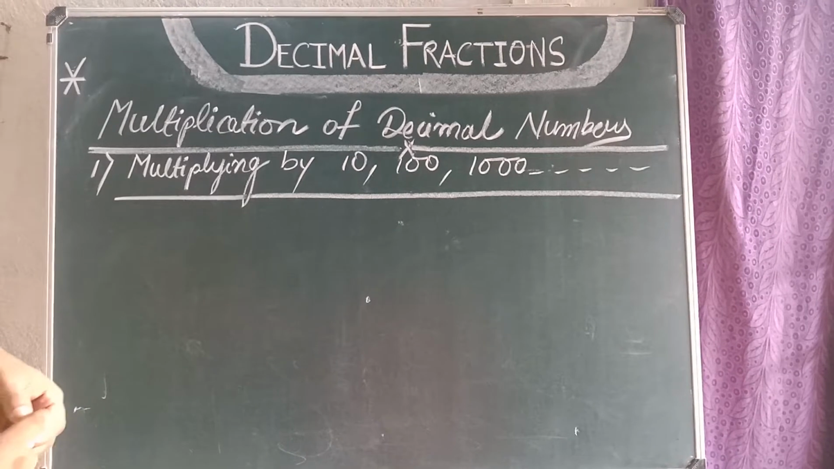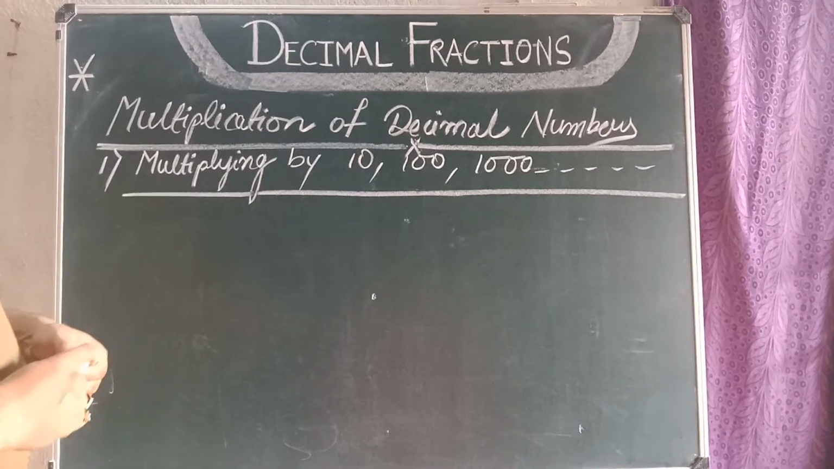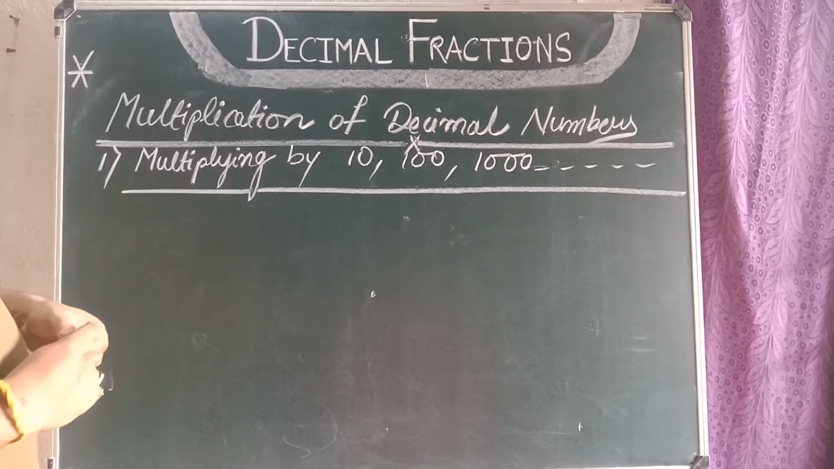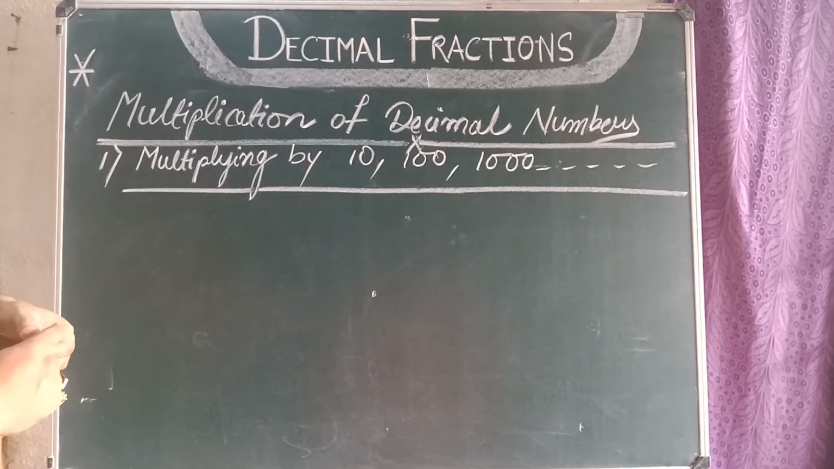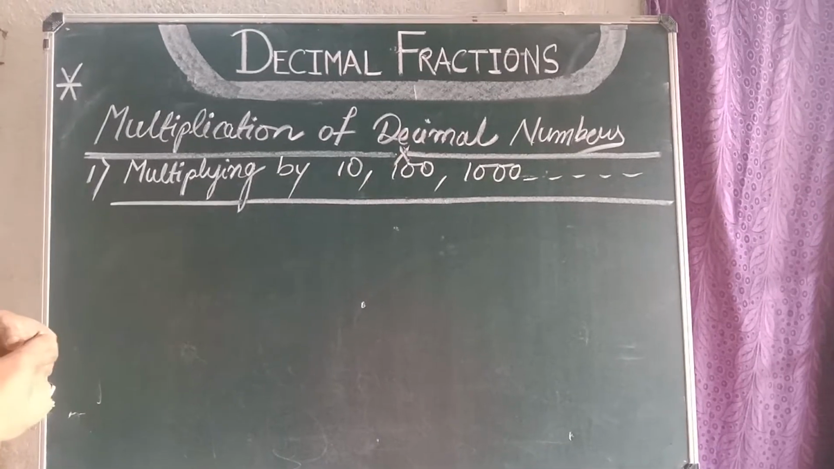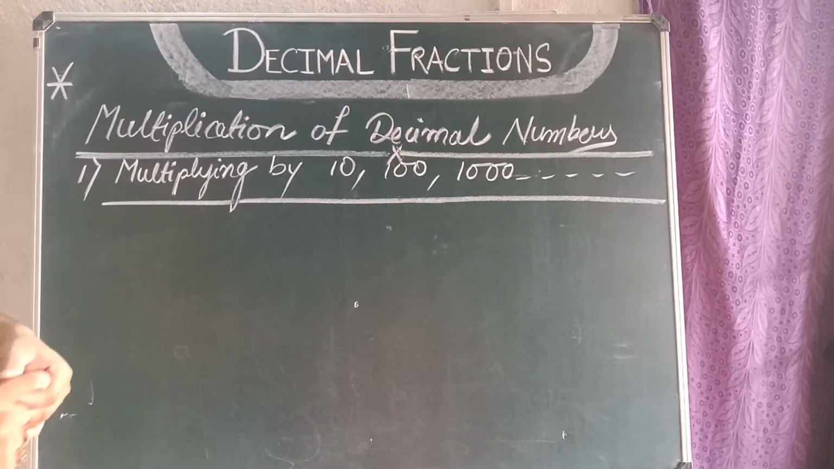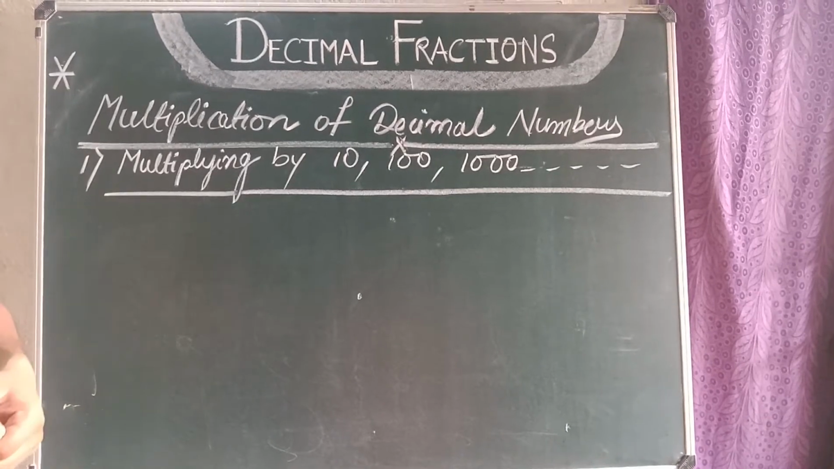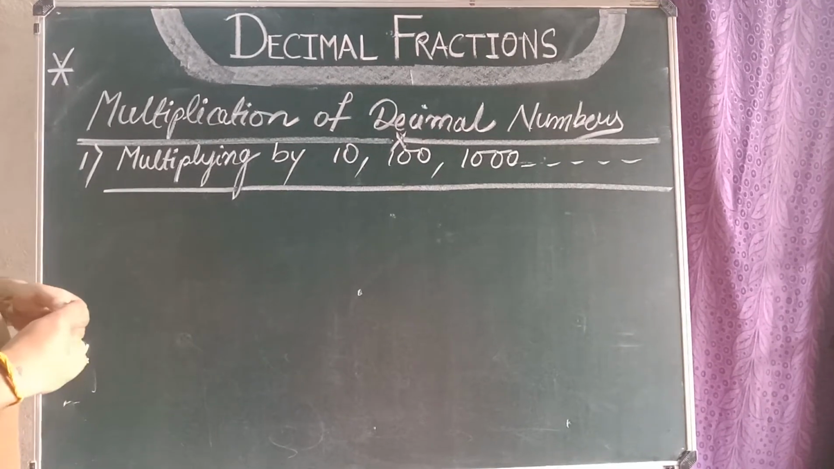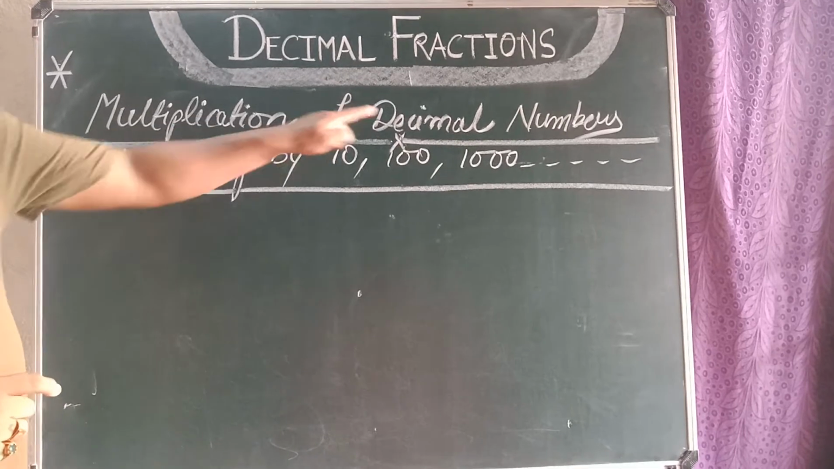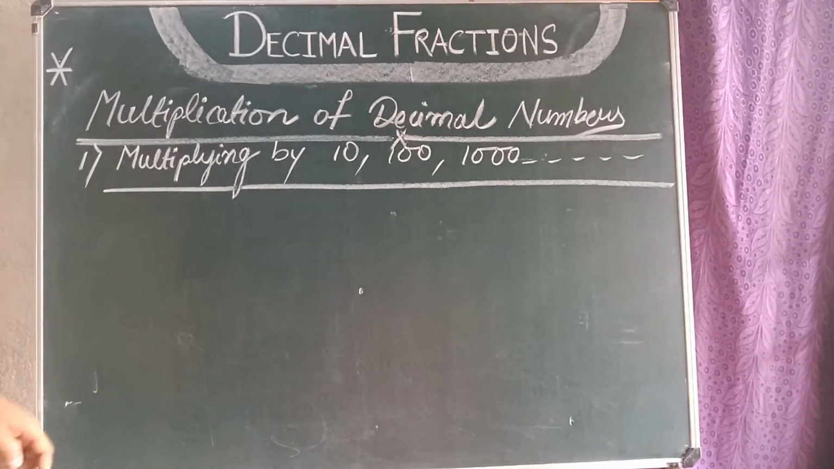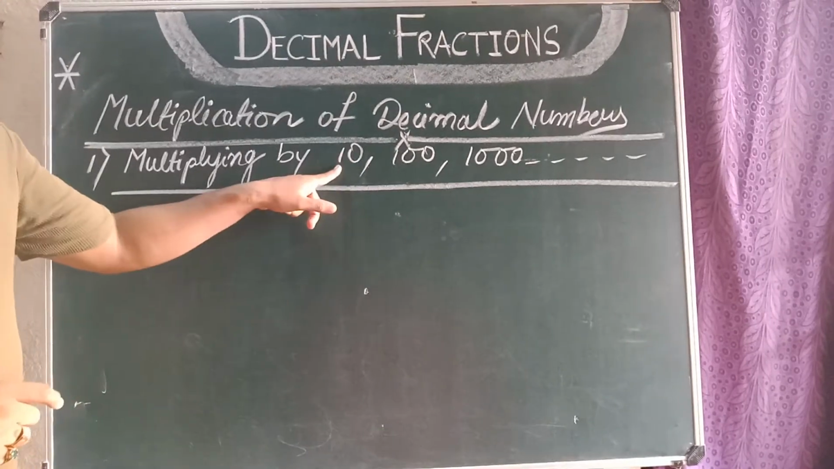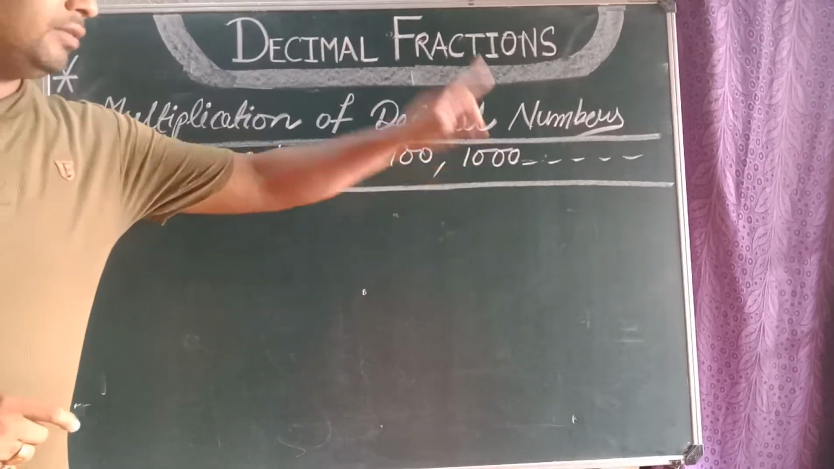Students, today in this video segment I am going to do the chapter decimal fractions, where we are going to do the sums on multiplication of decimal numbers, division of decimal numbers, and the different types of decimals. First we'll begin with multiplication of decimal numbers, in which we are going to multiply the given decimals with 10, 100, 1000.